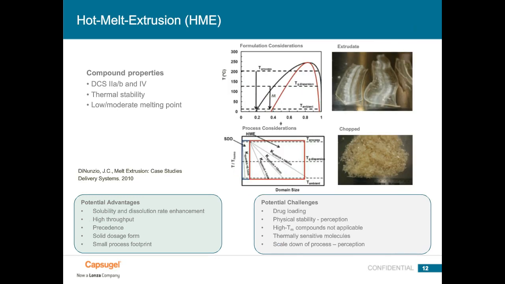Moving on to some amorphous forms, there are a couple major ways of achieving amorphous dispersions, and the first one I'll mention is hot-melt-extrusion. Hot-melt-extrusion is a great way of achieving an amorphous dispersion with good solubility and dissolution rate enhancement, which we get for all amorphous dispersions. HME has high throughput, is well precedented, and has a small manufacturing footprint.